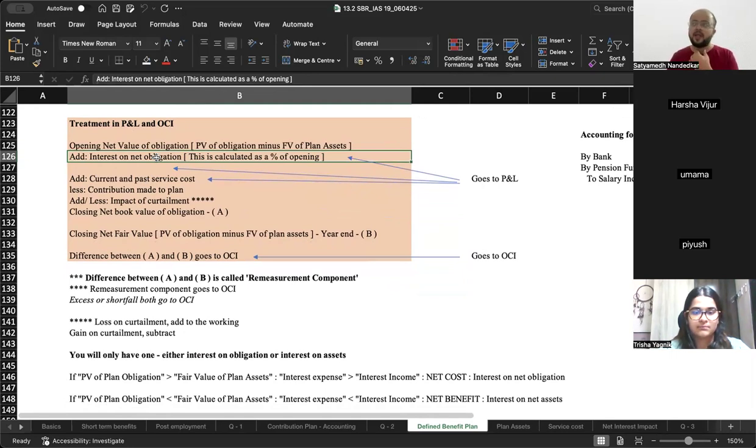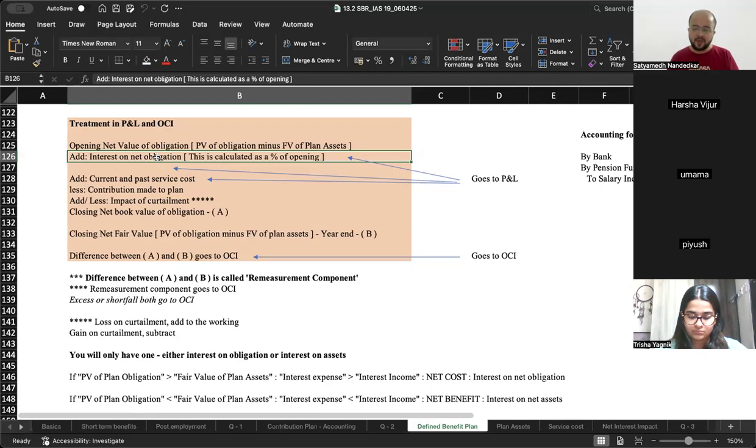They could either say that interest on good quality corporate bonds is so and so, or something like this. To that, they will add the current and past service cost. This will be given in the question. The current and past service cost goes to the P&L account, less contribution made to the plan, add or less impact of curtailment, and you will get the closing book value of obligation. Opening balance plus these items will give you the closing net book value of obligation.